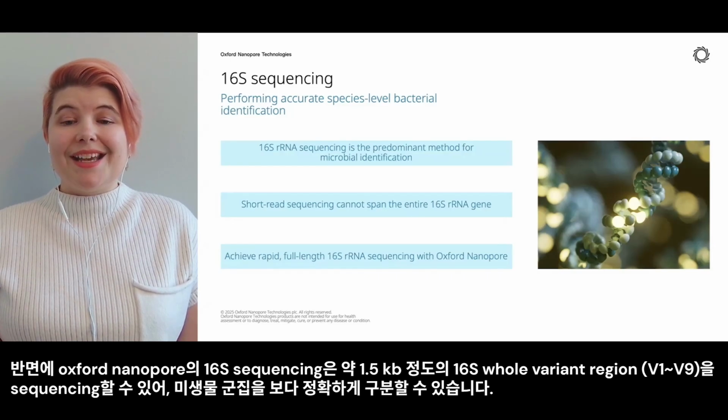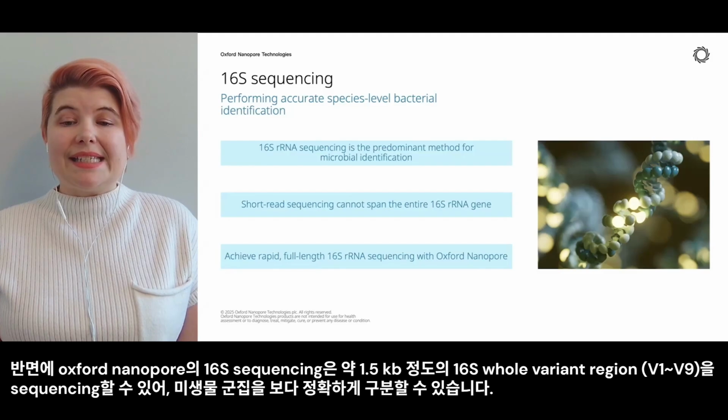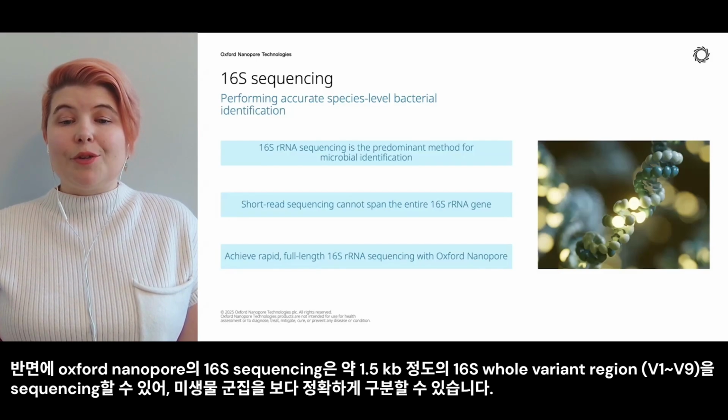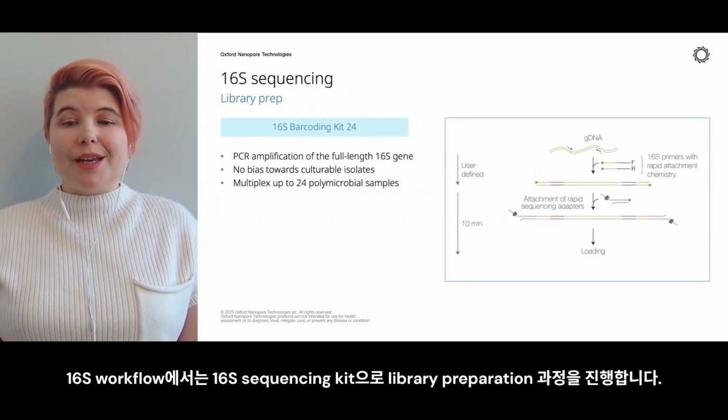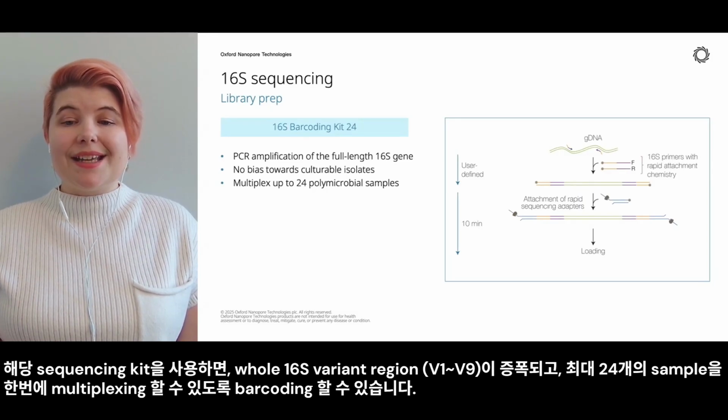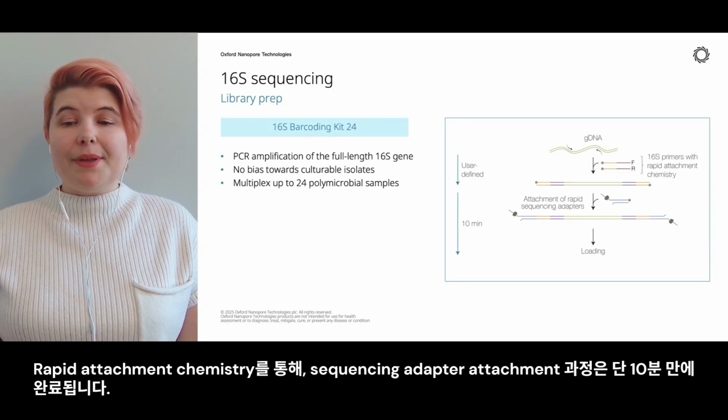In contrast, the full-length 1.5 kb 16S gene can be captured in single Oxford Nanopore reads, delivering high taxonomic resolution for accurate species-level identification. For the 16S workflow, libraries are prepared for sequencing with the Oxford Nanopore 16S sequencing kit. Using this kit, the entire 16S gene is amplified, and barcodes are added for sequencing of up to 24 samples in multiplex. Using rapid attachment chemistry, the sequencing adapter attachment step takes just 10 minutes.